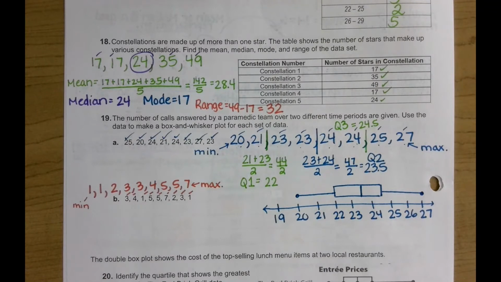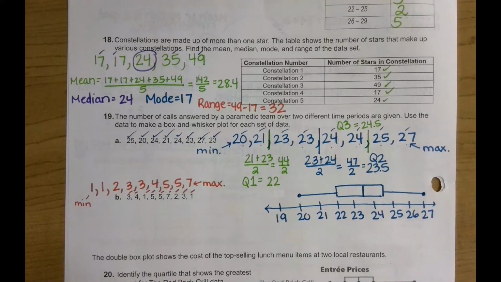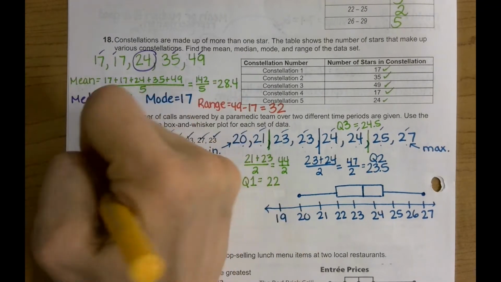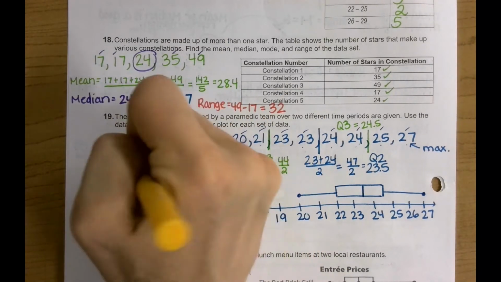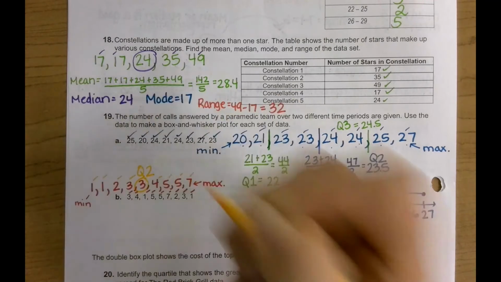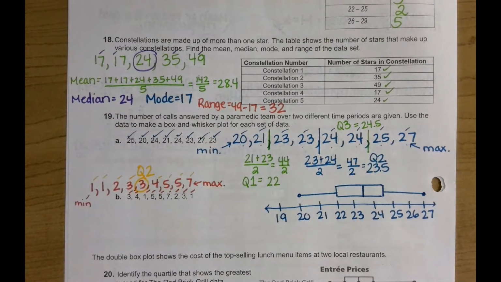Let's see how many numbers are in this data set. We have 1, 2, 3, 4, 5, 6, 7, 8, 9. So if you have an odd amount, you're going to have the exact number in the middle. So I know there's going to be 4 on each side. 1, 2, 3, 4. 1, 2, 3, 4. 3 is my Q2. All right, then I need to go and find my Q1 and Q3.